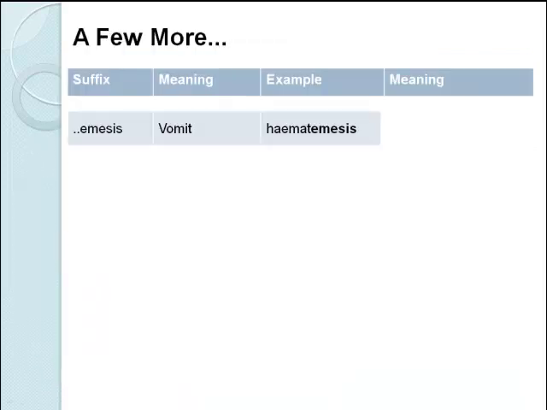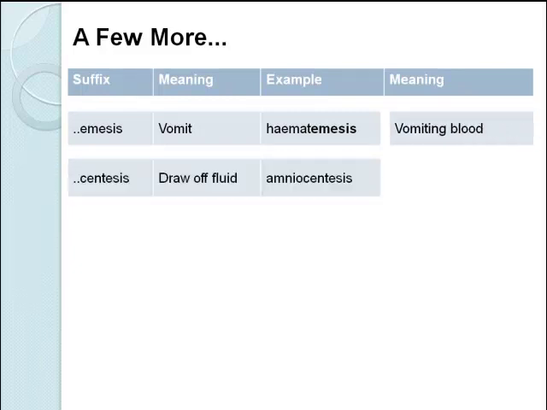Just a few more coming up. Emesis is vomit, so hematemesis would be vomiting blood. Centesis, drawing off fluid. Amniocentesis would be drawing off the amniotic fluid which surrounds the unborn baby. A thoracocentesis would be drawing off fluid from the chest cavity.